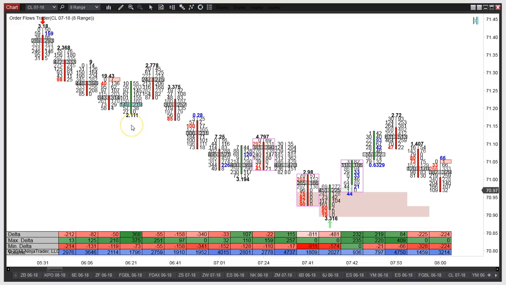Now, one of the features, people always say, hey, what's this red box around the bars? Some of these bars have them, some don't. It tells you if there are multiple imbalances in the bar. That's one of the features of NT8 that we've added. You have a stacked imbalance, which you have here, which is imbalances stacked on top of each other. But if you have the pink box around it, it'll tell you that you have multiple imbalances.